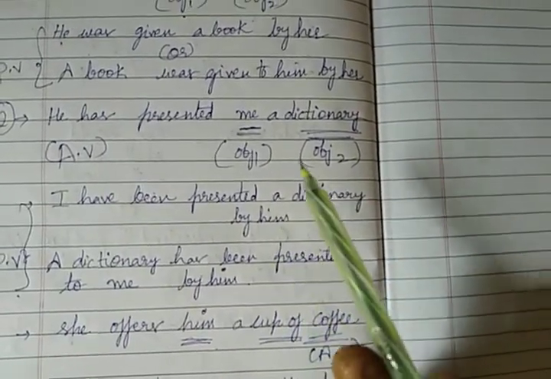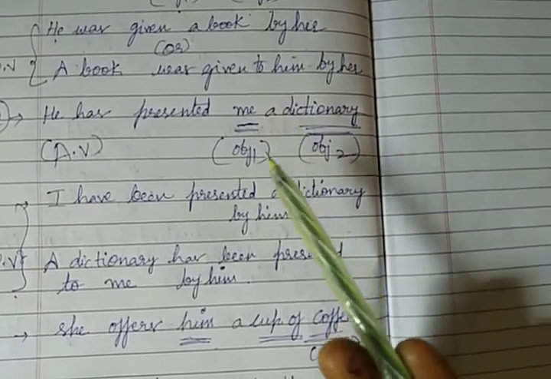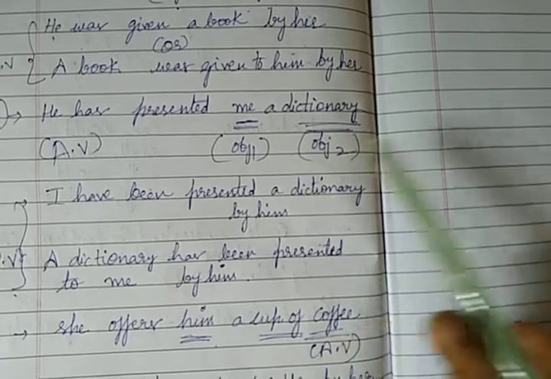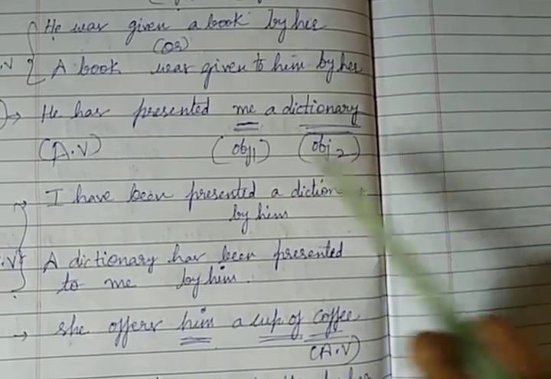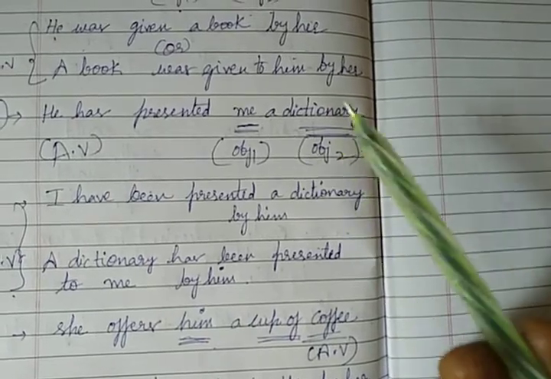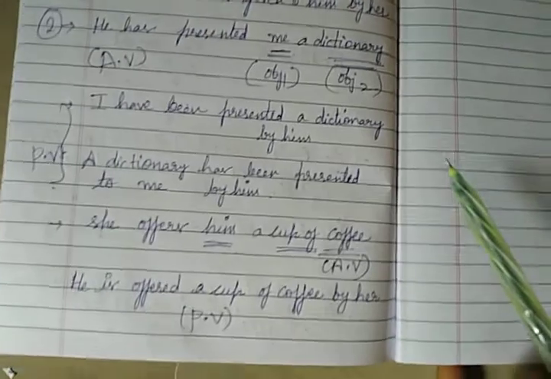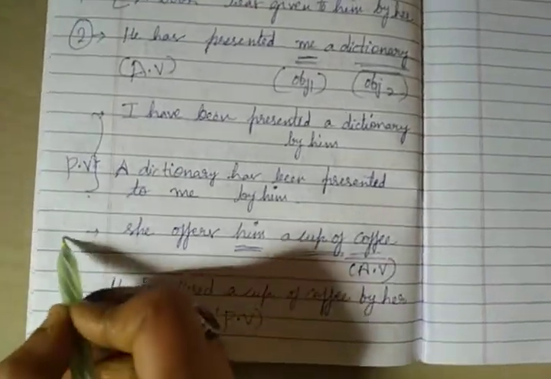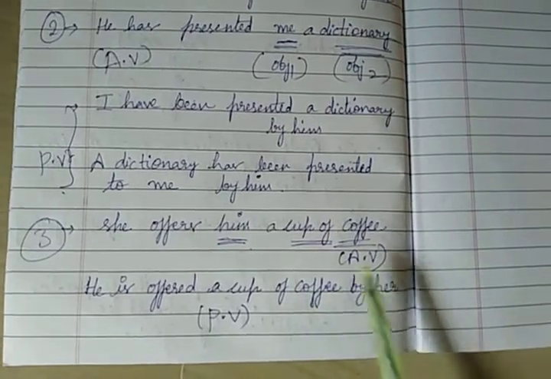So, here active voice can be written in the passive voice with object 1 and object 2. So, it is a double object method. Third example. This is third example. She offers him a cup of coffee.